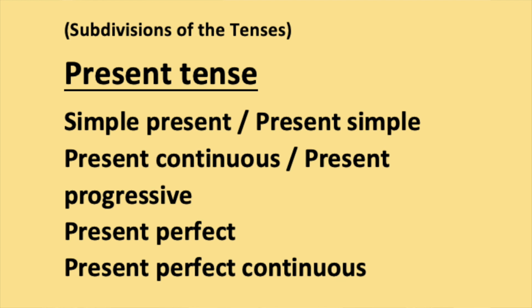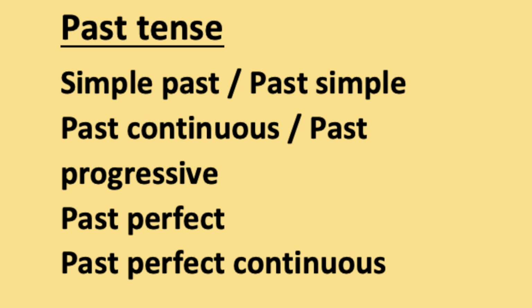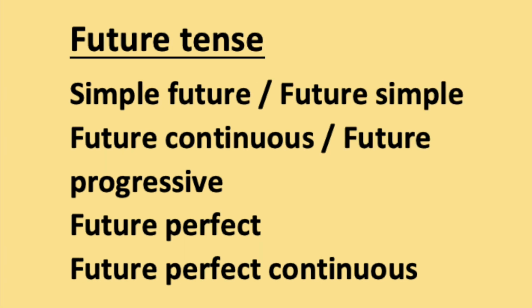Okay. Next one, the subdivisions of past tense: simple past tense or past simple tense, past continuous tense or past progressive tense, then past perfect tense, then past perfect continuous tense. Then the last one, the subdivisions of future tense: simple future or future simple, then future continuous or future progressive tense, then future perfect tense, then future perfect continuous tense.